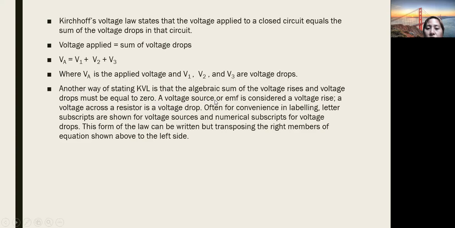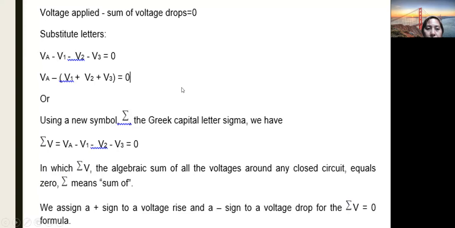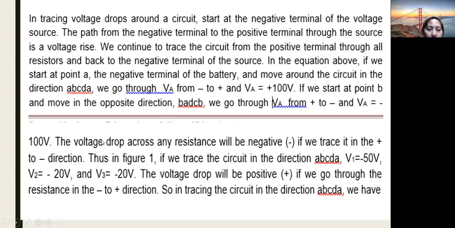A voltage source or EMF is considered a voltage rise. A voltage across a resistor is a voltage drop. Often for convenience in labeling, letter subscripts are shown for voltage sources and numerical subscripts for voltage drops. This form of the law can be written by transposing the right members of the equation shown above to the left side. So let's see.